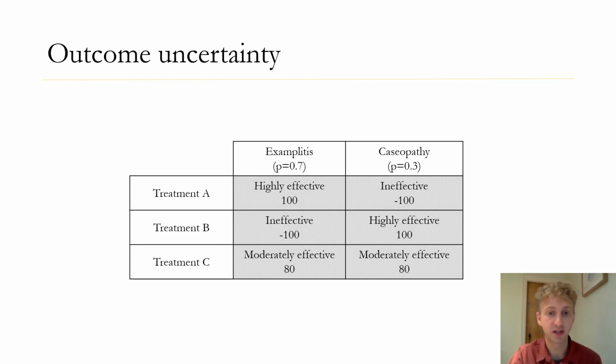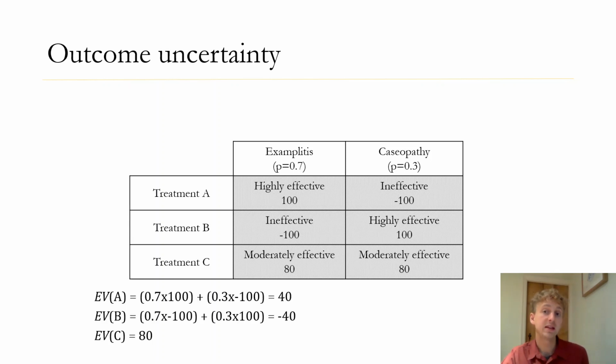So examplitis, rather than just being more likely, we now say it has a probability of 0.7 and caseopathy a probability of 0.3. And we attach some numbers to represent the value of the possible outcomes as well. I've just plucked these out of thin air, but we can think of them as something like health utilities. Then we can calculate the expected value of the various options. And when we do this, we get the answer that seemed intuitively right in the first place.